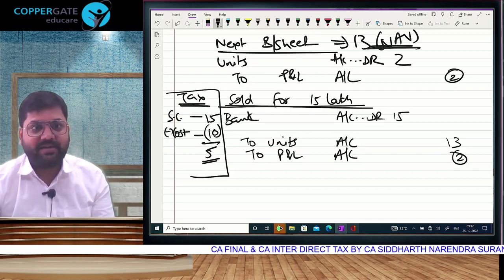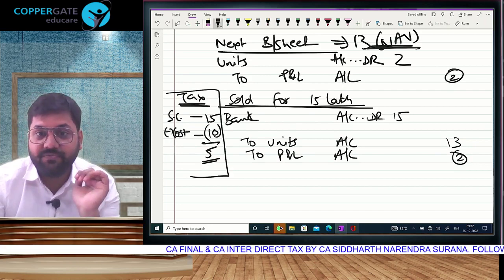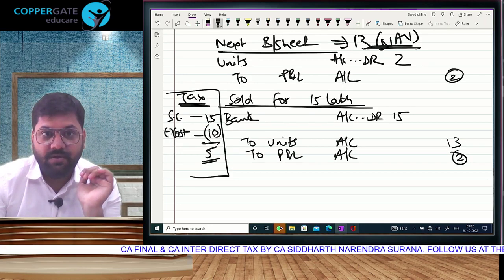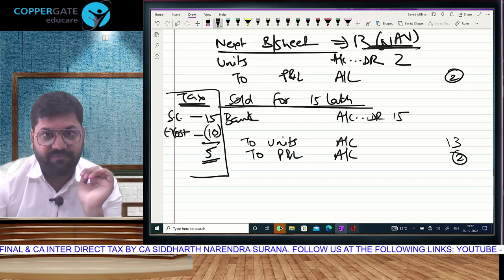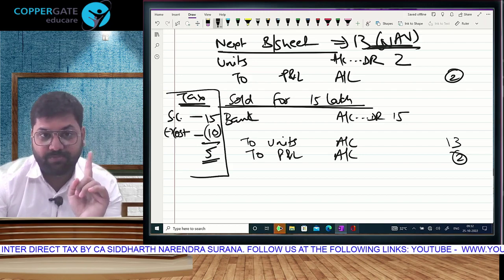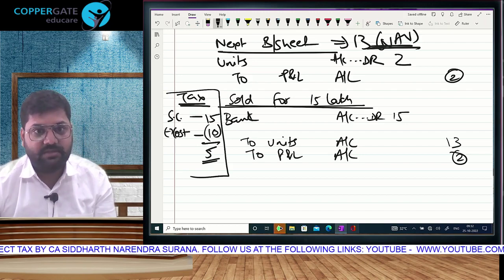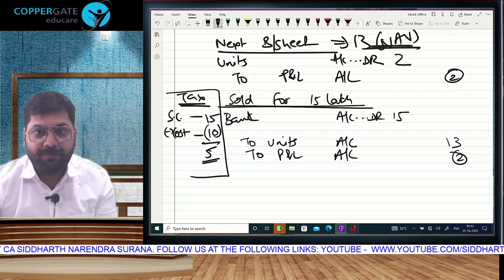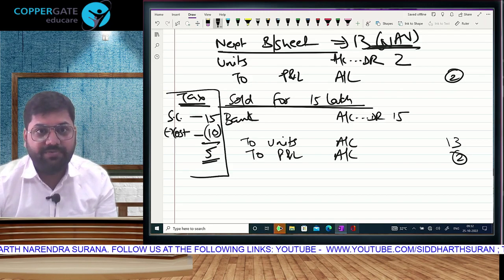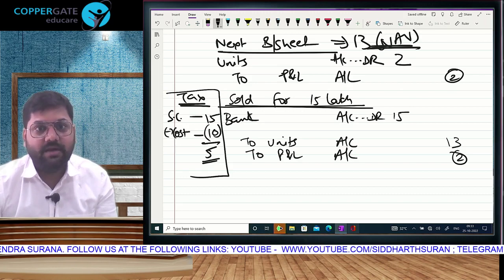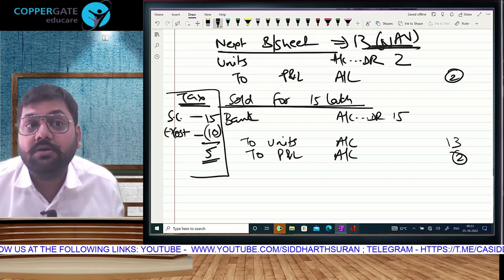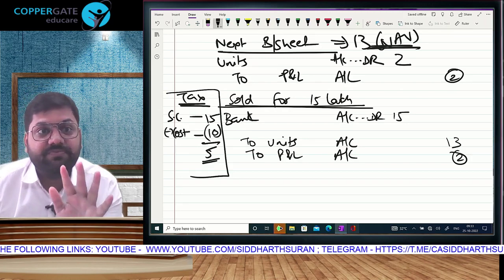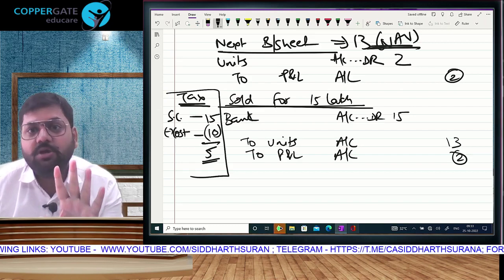And profit as per tax, 5. Mitro, please understand what is happening in your zindagi over here. We have sold our units. Once we sell our units, we have to show profit or loss as per tax and we have to pay tax on the profits. But the question is, the profit or loss that our accounts will be showing will not be matching with the profit or loss that we have as per tax. What is the profit that our accounts are showing? 2. But what is profit as per tax? 5. You understand this? So, bahut simple hai.